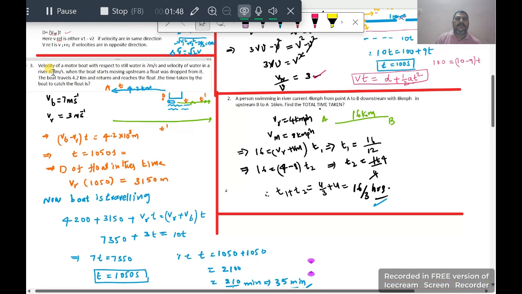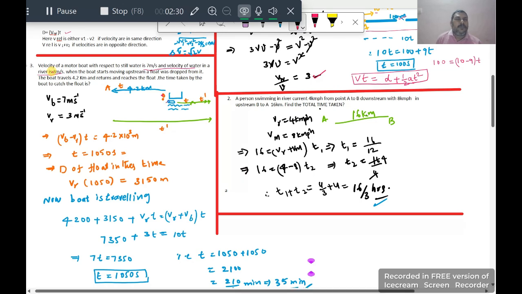You can see here, very important. The velocity of a motor boat with respect to still water is given as 7 meters per second, and the velocity of water is 3 meters per second. So when the boat starts moving upstream, that means in the opposite direction, a float was dropped from it. So there is one float, one piece of wood dropped from it.